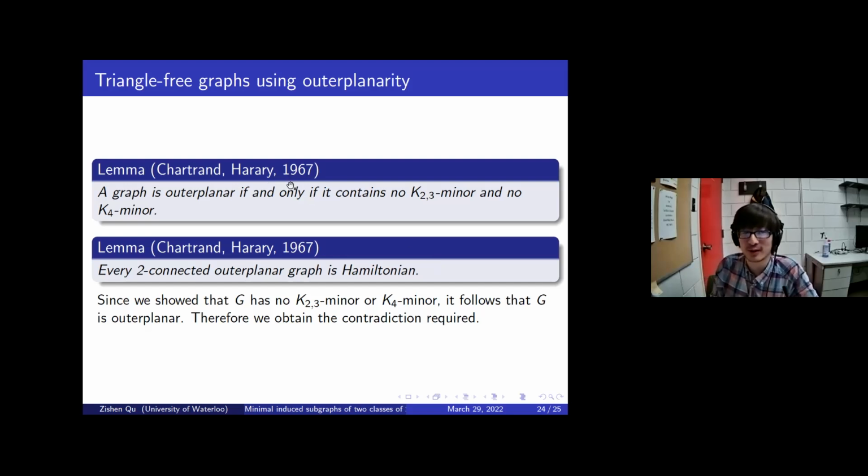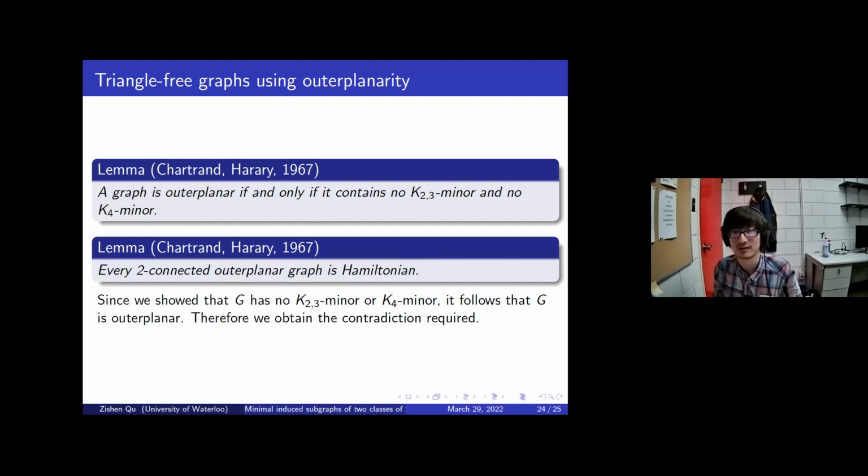In basically the first paper on outerplanar graphs, they showed the characterization that outerplanar graphs contain no K23 minor and no K4 minor. So since we just showed that the graph G has no K23 minor and no K4 minor, it's outerplanar. And in that same first paper, they showed that every two-connected outerplanar graph is Hamiltonian. So G is two-connected outerplanar, so it's Hamiltonian. So that means that we get the contradiction required.